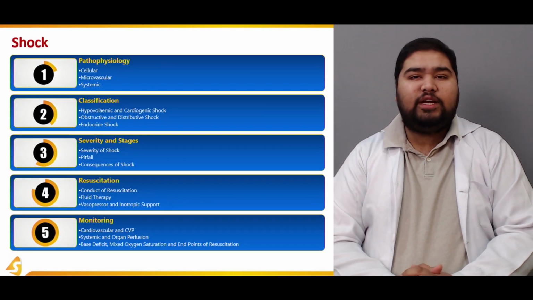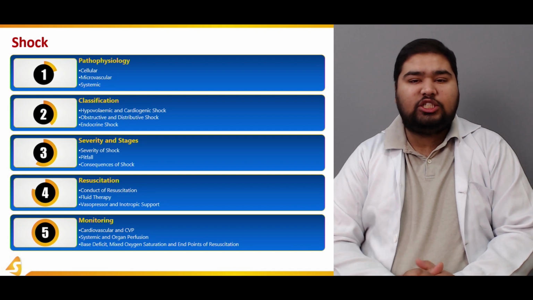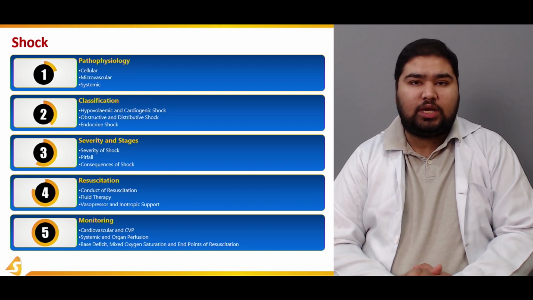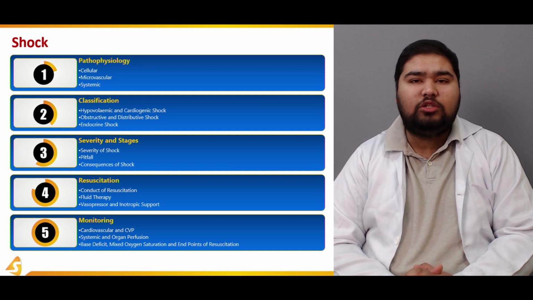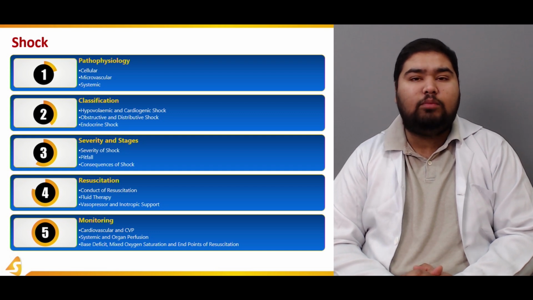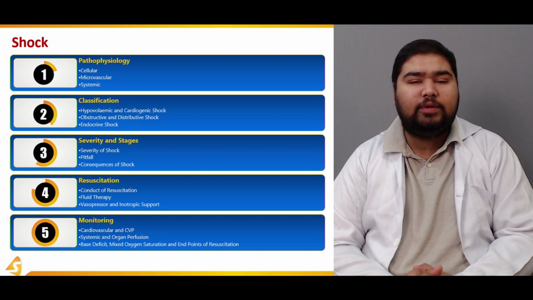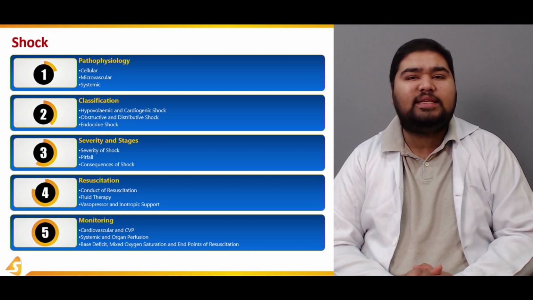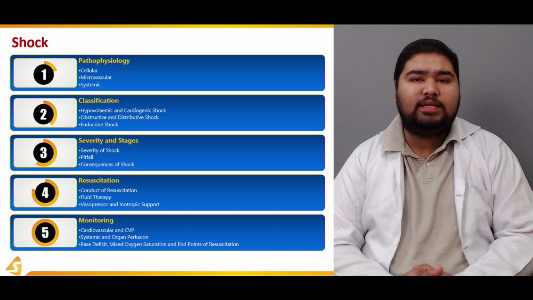The lecture has been divided into 5 sections. In the first section, we'll be dealing with the pathophysiology. The pathophysiology will tell us how the body responds to shock. First of all, we'll deal with the cellular component of the pathophysiology. Then we'll move on to the microvascular component, and then we'll deal with the systemic component. We'll see how various organ systems in the body react to developing shock in the body.